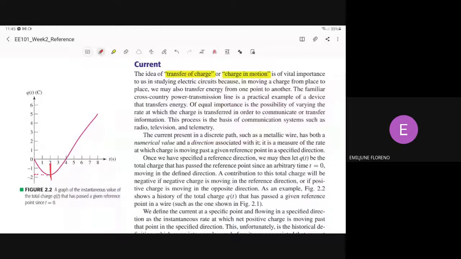So kung gusto nako i-graph ang current from this one, unsa ni ang mathematical representation ani? Unsay relationship sa charge sa current? Itong gi-discuss ni sir bag-o lang.